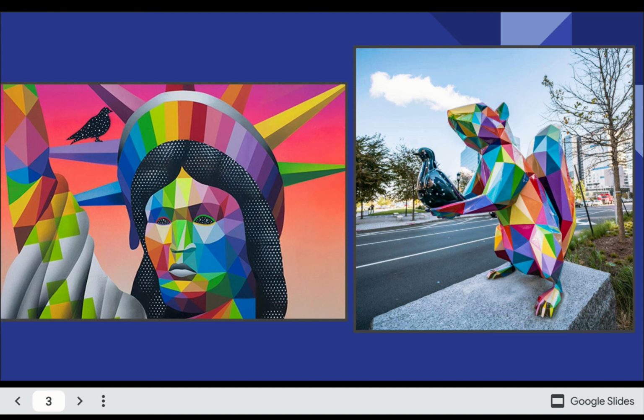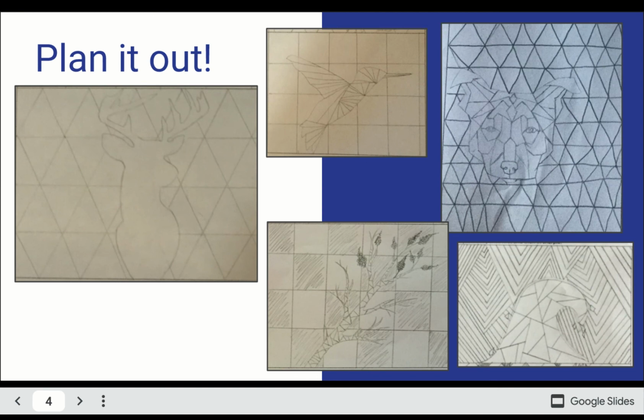And so the whole point for you is to choose your main focus. You could do the Statue of Liberty, you could do a squirrel, I don't really care, you can do whatever you want, but it's going to be your main focus. And this is all inspired by Okuda's work.